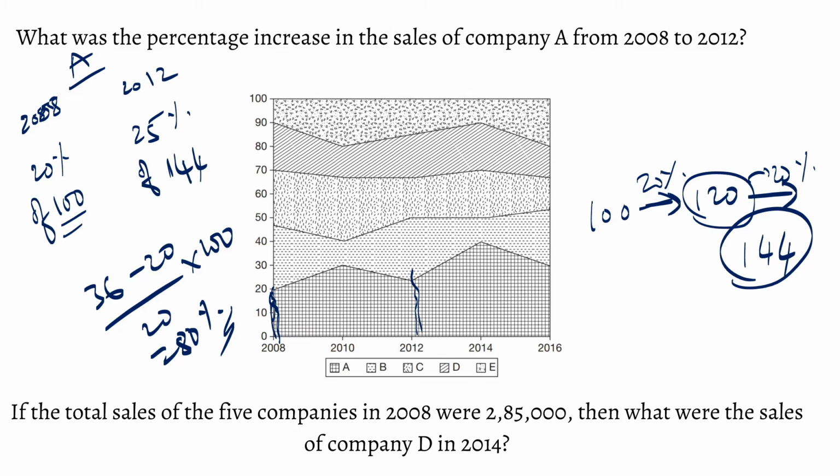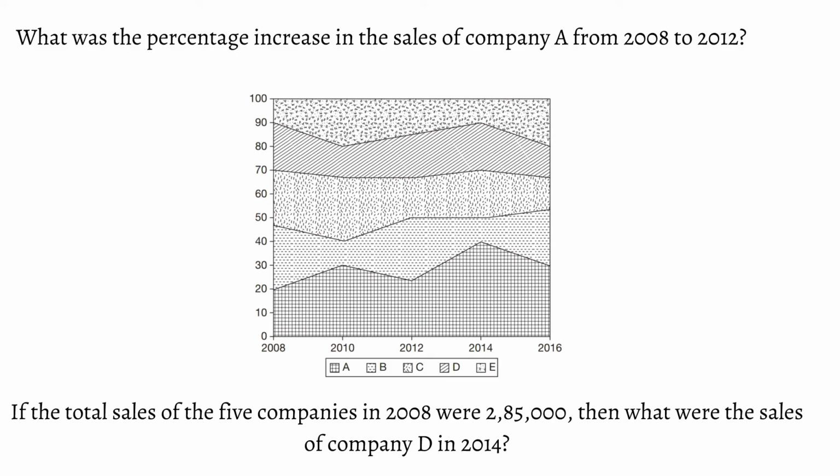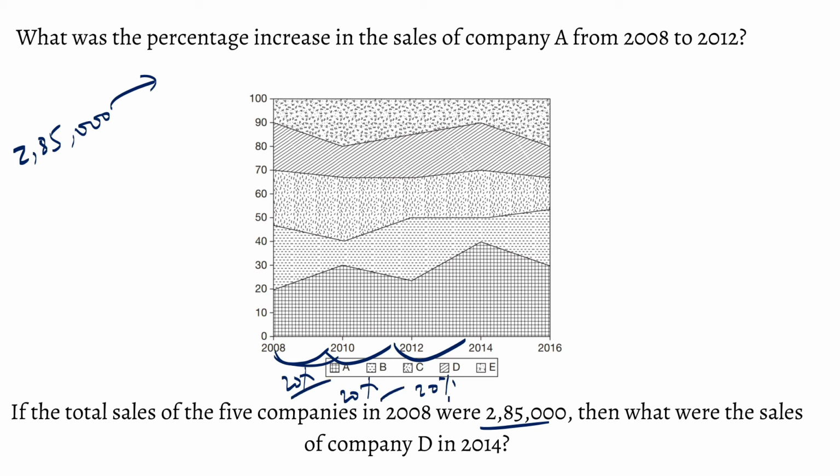What about the second one? If the total sales of the 5 companies in 2008 were 2,85,000, then what were the sales of company D in 2014? Try to solve this now. So in 2008, we assume the total value of sales for all 5 companies to be 2,85,000, and it becomes a 20% increase. From 2008 to 2010, this is 20%. From 10 to 12, one more 20%. And from 12 to 14, one more 20%. If you observe, 2009 and 2011 are missing, so alternate years are missing, so we are directly calculating 20%, right? So how many 20%? 20%, 20%, 20%, so 3 times.